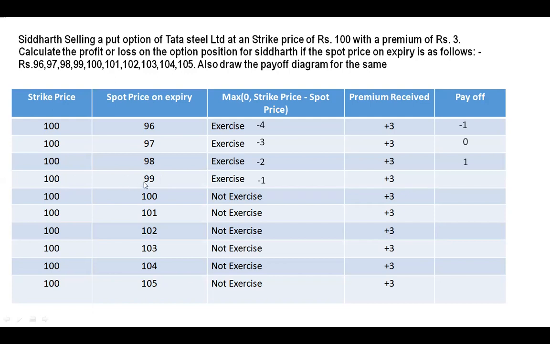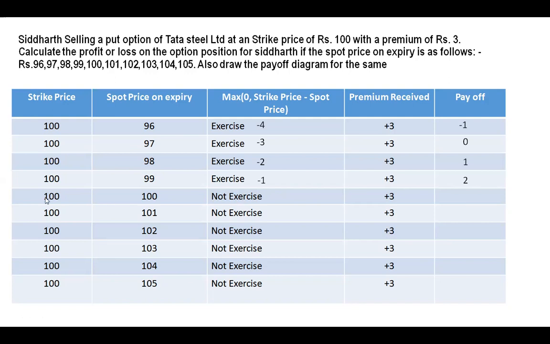When the price is 99, he cannot buy at 99. He has to buy at 100. So this is something called a compulsory obligation. So this is a loss of 1. Intrinsic value is -1. And the premium received while entering the contract was 3. So the net payoff is 2.